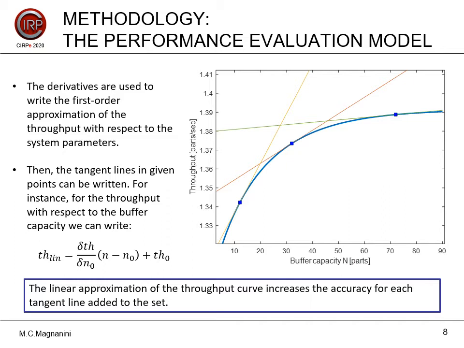Therefore, the derivatives are used to write the first-order approximation of the throughput with respect to the system parameters. For instance, let us consider the throughput variation with respect to the buffer capacity N, which is shown in the figure. If the first derivative of the throughput with respect to the buffer capacity is known at a certain point, the tangent line to a given point can be written by means of the equation in the slide. Therefore, the linear approximation of the throughput curve increases in accuracy for each tangent line added to the set, if we increase the number of points where the tangent lines are written. What we obtain in the end is the combination of hyperplanes approximating the response curve of the throughput with respect to the given parameters.